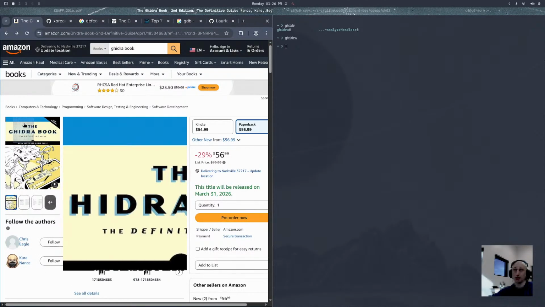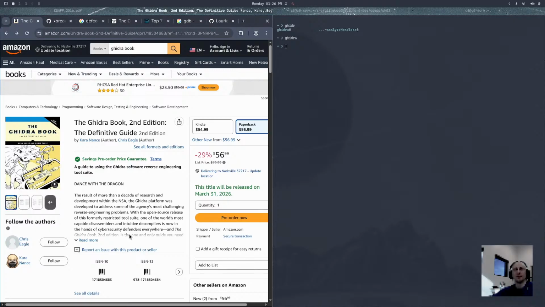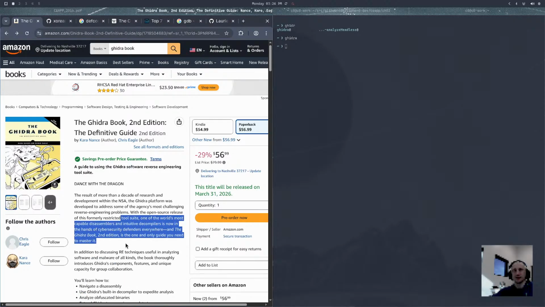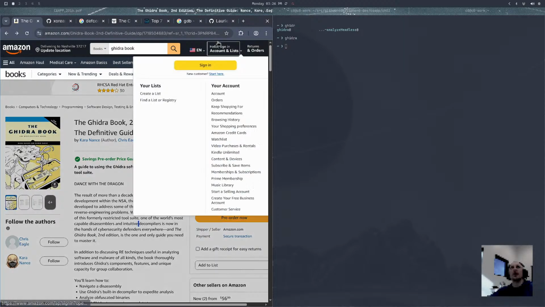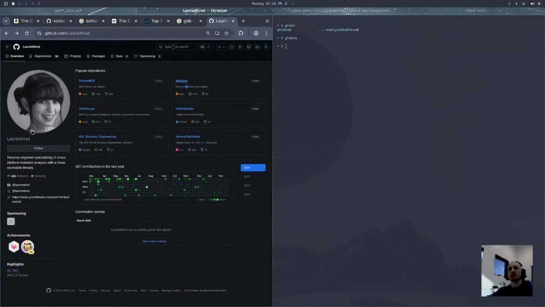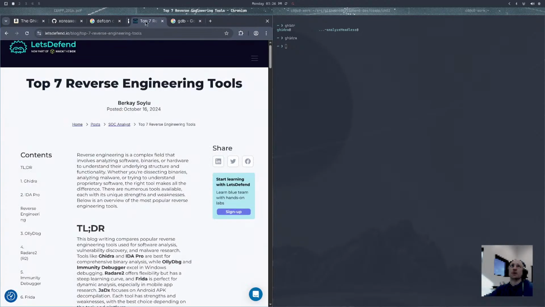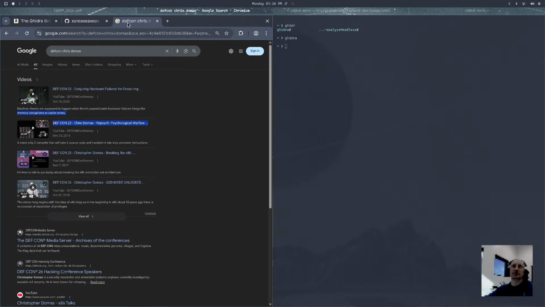The Ghidra book. Once this arrives, I'm going to dive into it. Yeah, I guess you wrote an MCP for Ghidra. But yeah, I would follow her on YouTube if you want more disassembly and decompiling stuff. She does a lot of stuff. Cool. All right, I'm going to get back to reading here.